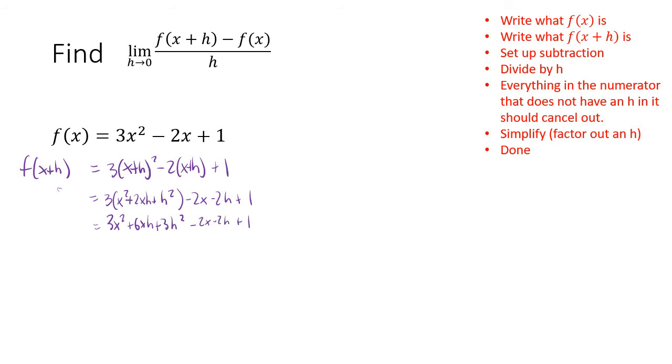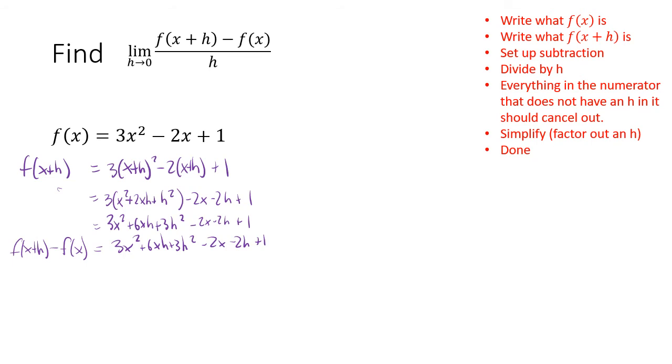What, if anything, cancels out here? Oh wait, I forgot, that's f of x plus h. Okay, now we're going to subtract f of x, right? So f of x plus h minus f of x is equal to all that stuff. We just wrote 3x squared plus 6xh plus 3h squared minus 2x minus 2h plus 1.